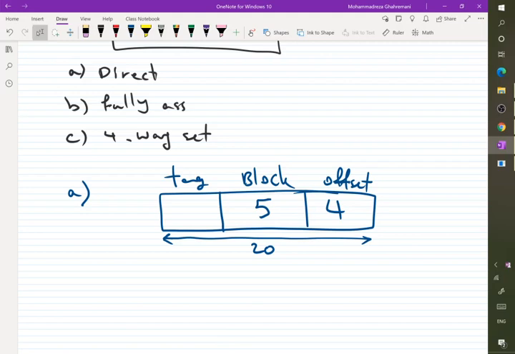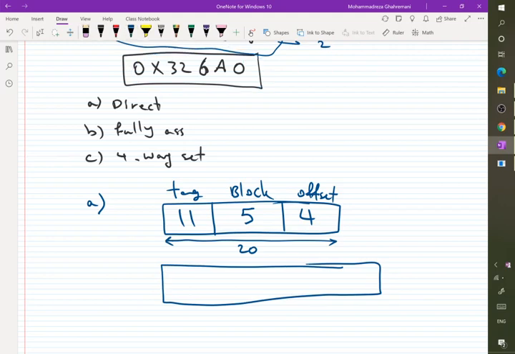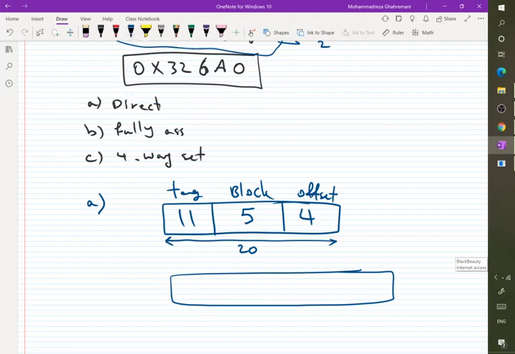So 4 plus 5 is 9, and 11 bits for the tag. Now we copy this address into these fields. So we write this number in binary. 3 is 0011, 2 is 0010, 6 is 0110, A is 1010, 0 is 0000.